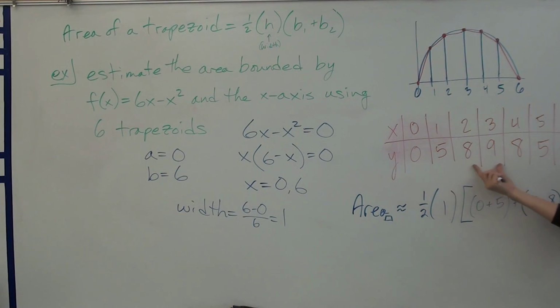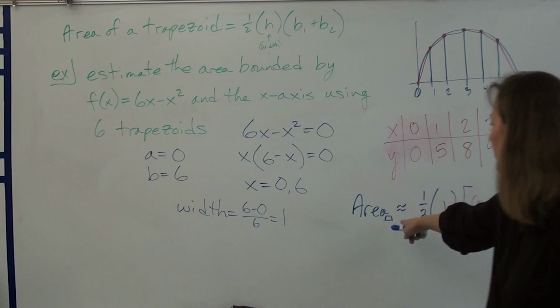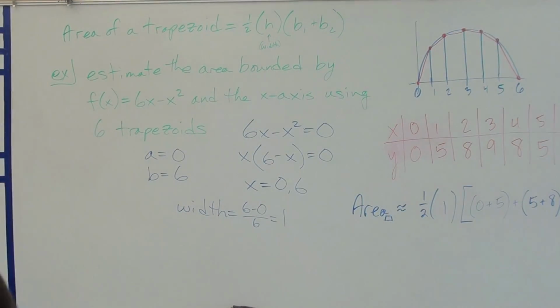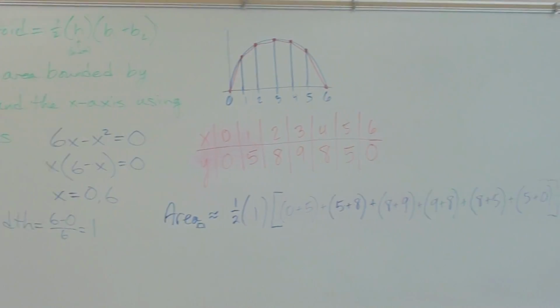And then you move over to the next pair, 8 plus 9. And the next pair is 9 plus 8. And then 8 plus 5. And 5 plus 0. Do you have to do that smaller trapezoid by area or no? No, I was just writing, hey, this is the area using trapezoid rule, but let's move this over.